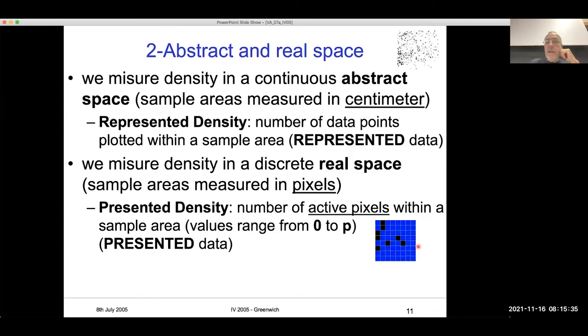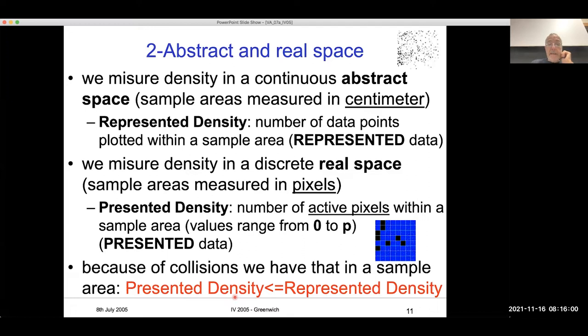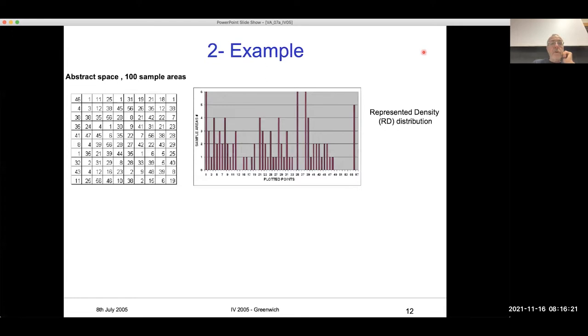So the point is, here we have this represented density, and here we have this presented density, and they are strongly different. This is a good example because you can perceive it. You can understand quite well what is the difference we are talking about, and how we dealt with this problem. Because of collisions, the presented density is less than or equal to the represented density. The number of pixels on is equal to or less than the number of elements in the sample area. And that, as we saw, can produce some loss of information.